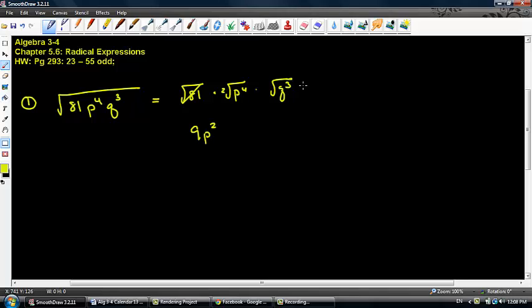The square root of q to the third can get a little tricky. Imagine this is really the square root of q squared times q, which is actually the square root of q squared times the square root of q. So the root and the squared are going to cancel each other out, giving me a q on the outside, and then what's remaining on the inside is going to be a q.